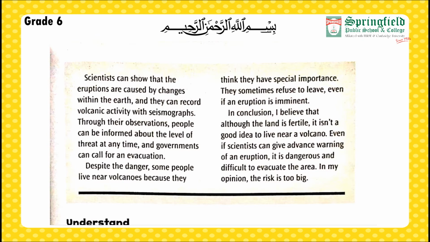So the scientists have developed a machine which is called a seismograph, which reads Earth's movements, and it can inform beforehand about the dangers and risks, and then the government can inform people and evacuate the areas. But in spite of having this danger, some people live near volcanoes, and when they are told about the danger, they even refuse to leave the areas.